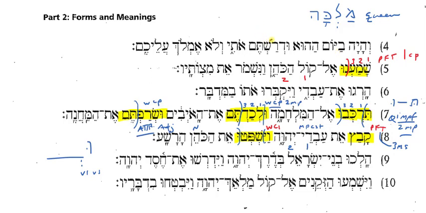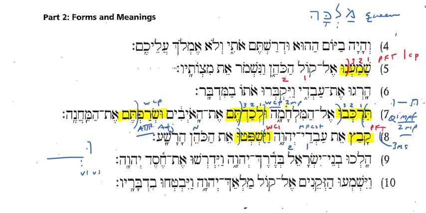So then the second question becomes, well, what if it's not the construct? Let's assume it's the absolute and that this isn't a construct chain. Would that make sense in this sort of a context? What you would be saying is, we listen to a voice, and then ha-kohen, if it's not in a construct chain, doesn't really make sense, just sort of dangling out here in the clause, does it? We listen to a voice, the priest.